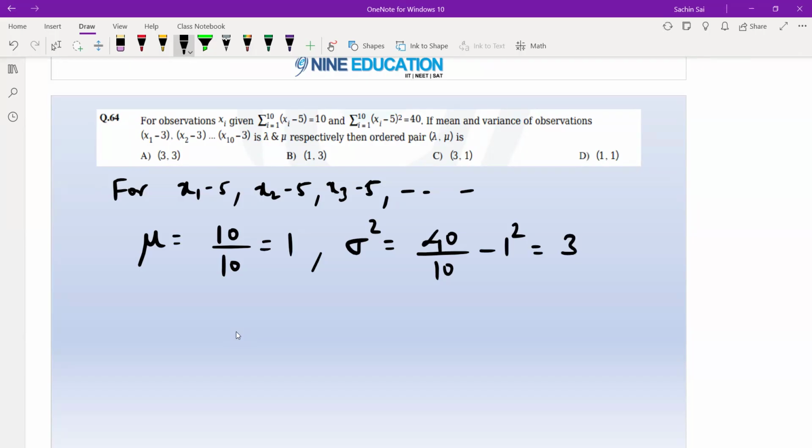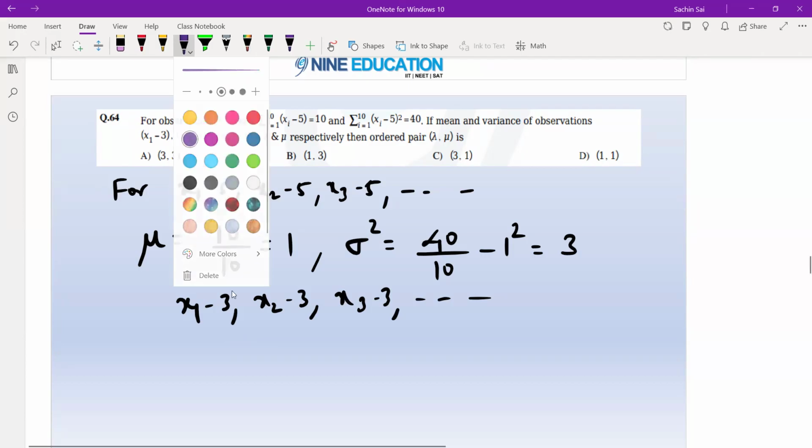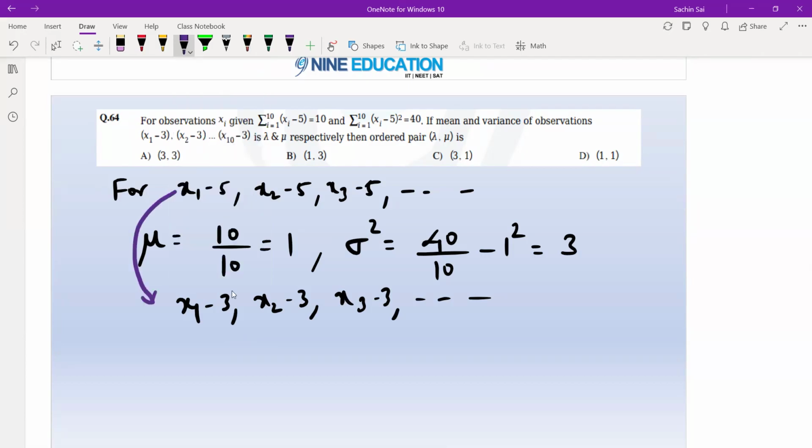Now remember, you are being asked for the mean and variance of a new data set, that is x1 minus 3, x2 minus 3, x3 minus 3, and so on, right? Now, how is the new data set related to the old data set? From the old data set, you are adding a constant to get the new data set. Now remember, whenever you add a constant, the mean will change, right? If each observation increases by 2, then the new mean is also increased by 2. But remember, adding a constant to the observations does not change the variance. So the new variance will be the same. So it will still be 3.